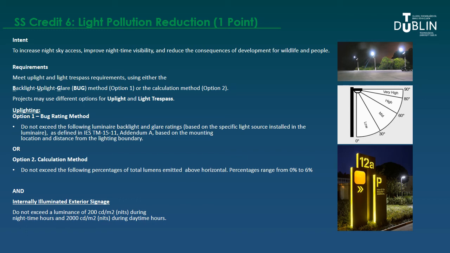So to get this credit, there are requirements for both the uplight aspect and the light trespass aspect, and you can use 2 methods of calculating. You can use the BUG method, which is the backlight, uplight, glare method, or the calculation method, and again more detail is given in the manual. And you can use either of those or a combination of those to look at uplight and light trespass.